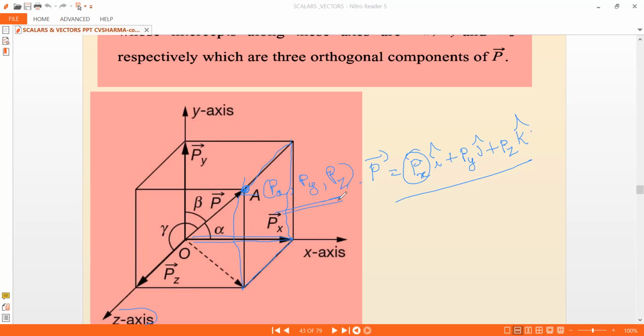Mutually perpendicular movements you have to consider in order to reach this point. So that is represented here. And that is what is called resolution of the components along 3 dimensions. As simple as that.